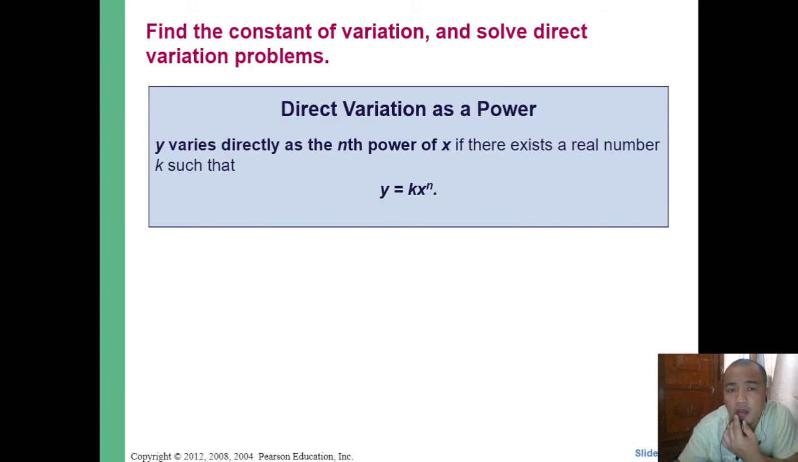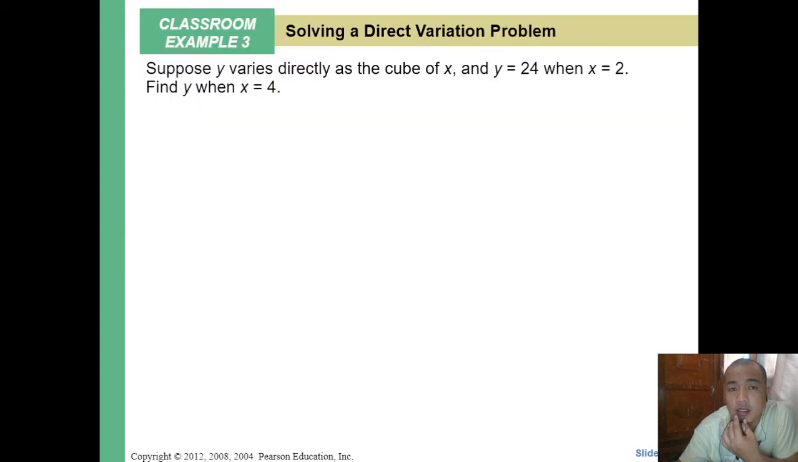Direct variation as a power. Y varies directly as the nth power of x if there exists a real number k such that y equals kx raised to n. This time it is still a direct variation problem, but it involves exponents, square or cube, whatever. Now suppose y varies directly as the cube of x, and y equals 24 when x equals 2. Find y when x equals 4.